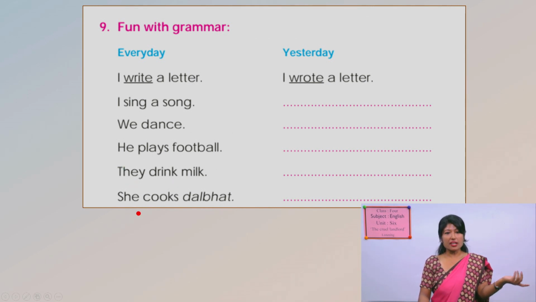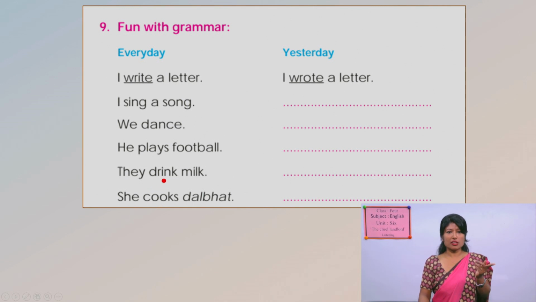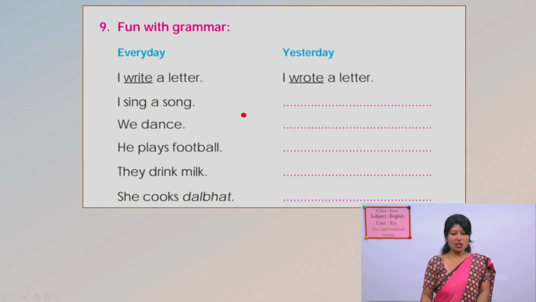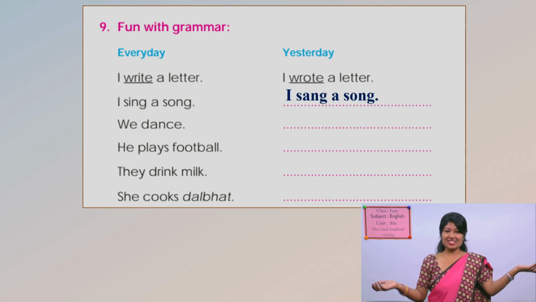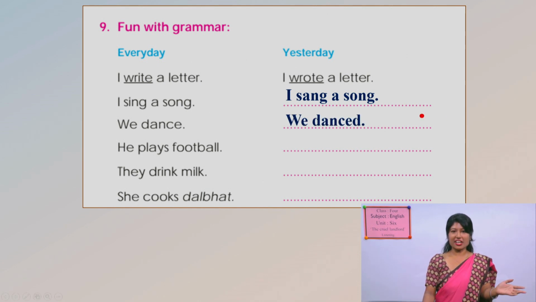They drink milk. She cooks dal bhat. So these all, cooks, drink, plays, dance, we have to change these verbs into past. So how can we change it? I sing a song becomes, yes, I sang a song. Sing changes into sang. And then we dance, we danced. Okay, danced. You can see here, ed, danced.